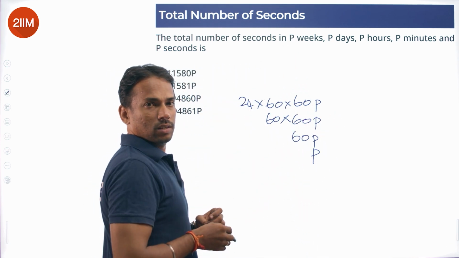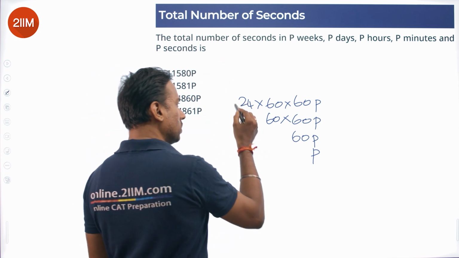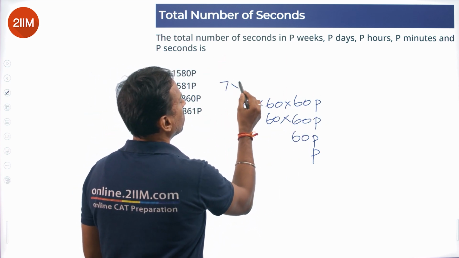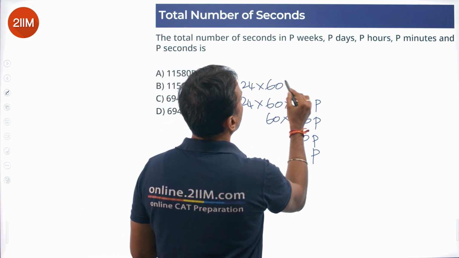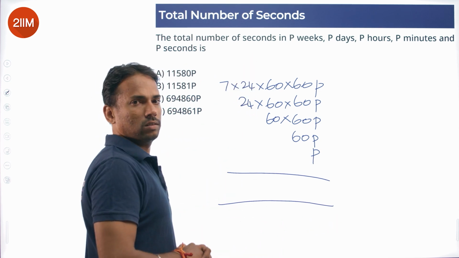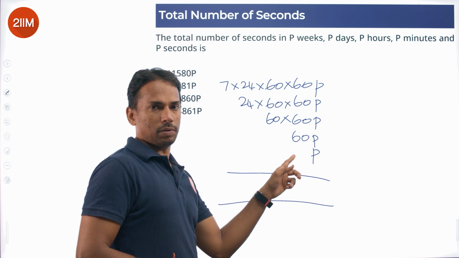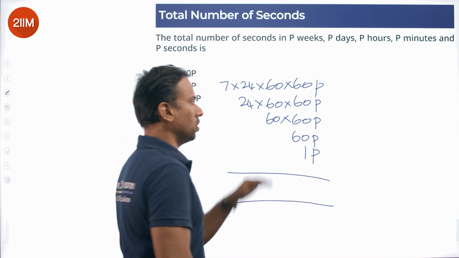And P weeks. In 1 week there are 7 days, so there are P weeks. That means this entire content multiplied by 7. 7 into 24 into 60 into 60P. So that means my final answer is going to be the addition of all these. This many P plus this many P plus this many P plus this plus 60P plus P. Or this is like 1P, addition of everything.